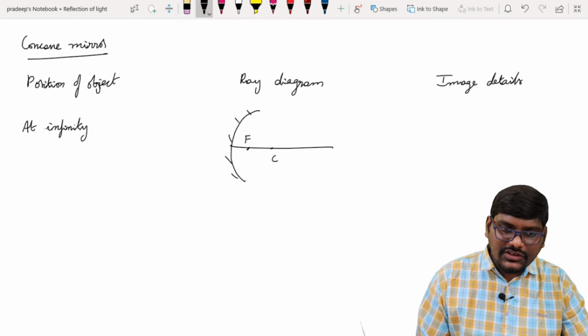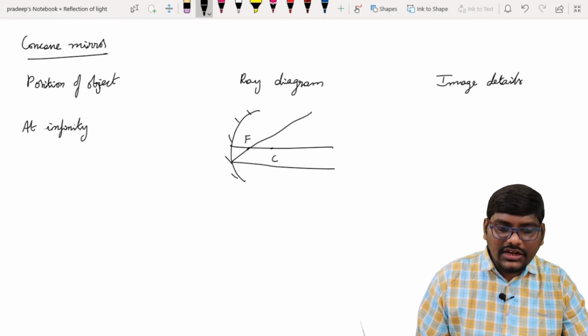So now the first ray which we are taking is coming from a very long distance, we can say from infinity. That is passing through the focus like this, touching the mirror, and going parallel to the principal axis. Right, this is the second rule. You might already remember this. This is the incident ray and this is the reflected ray.